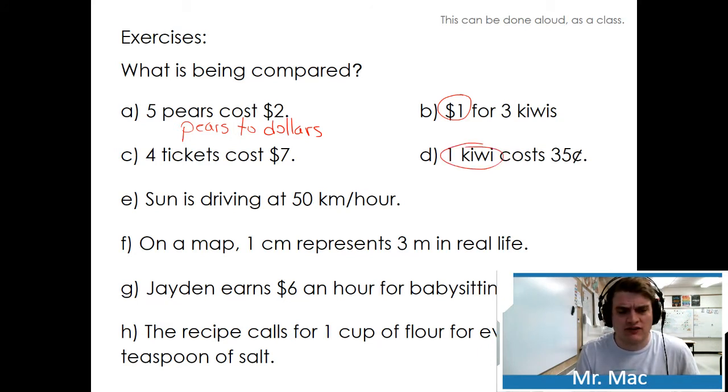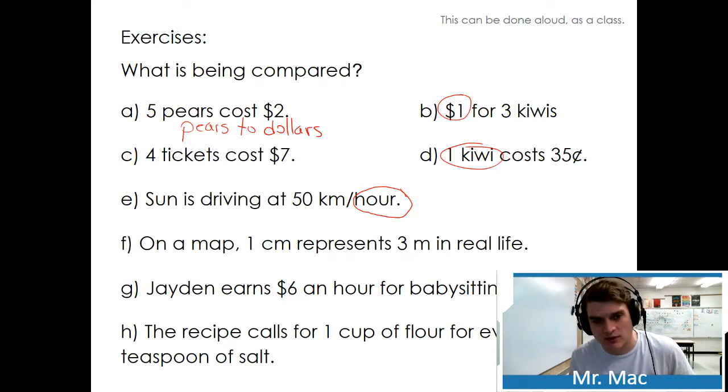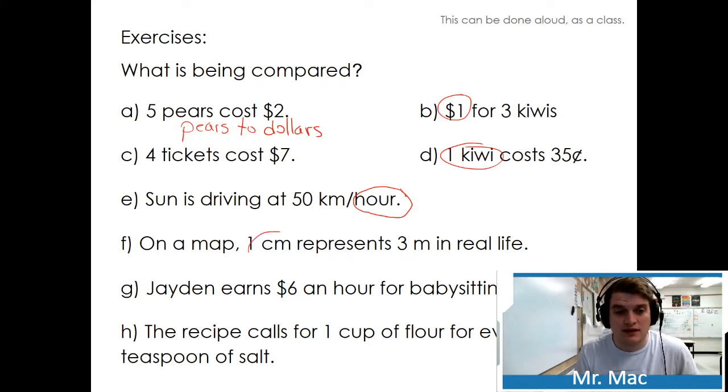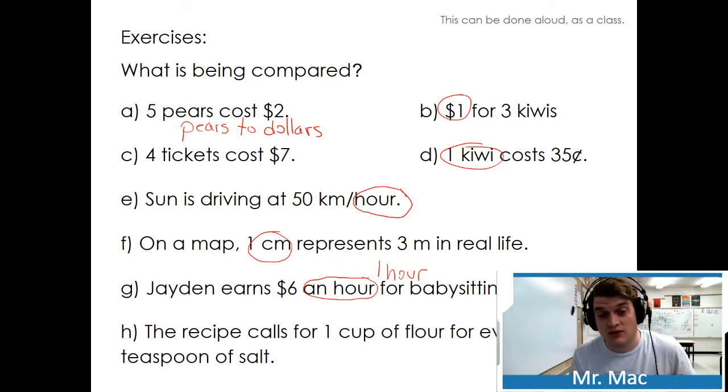Sun is driving at 50 kilometers per hour. This one's tricky, but actually this is a unit rate because we know that she drives 50 kilometers in 1 hour. On a map, 1 centimeter is 3 meters. Jaden earns $6 an hour. So again, trying to trick you, but this just equals 1 hour. The recipe calls for 1 cup of flour for every teaspoon of salt. So these are both unit rates, 1 cup of flour and 1 teaspoon.